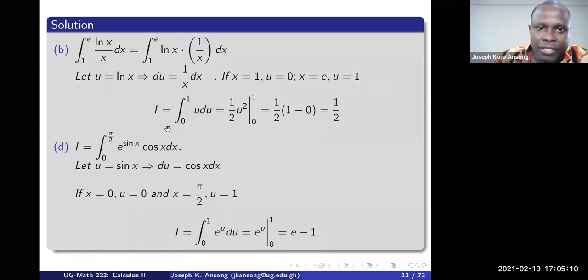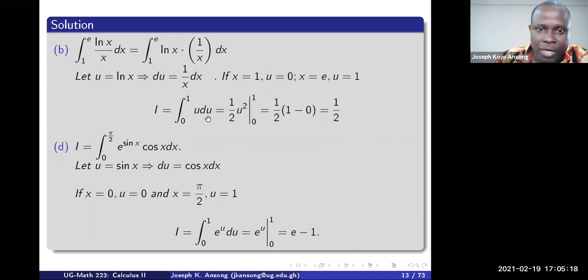So now, instead of from 1 to e, I'm going to integrate from 0 to 1. ln x is u, and all of this guy is du. So I have u du, which is much simpler. And so I integrate it, and I get this, and I put in my limits, and then boom, I have 1 over 2 as the solution. Okay? Great. What about D?